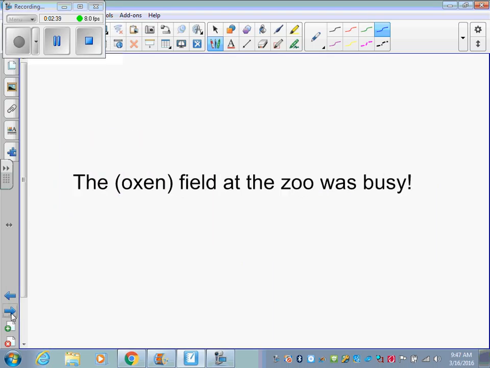Finally, yeah, I threw an irregular in there. "The oxen's field at the zoo was busy." In case you didn't know, oxen is the plural form for ox. Doesn't happen too often in life, but there we go. But what I noticed, it has no S at the end. So I'm going to add the apostrophe, and then the S.